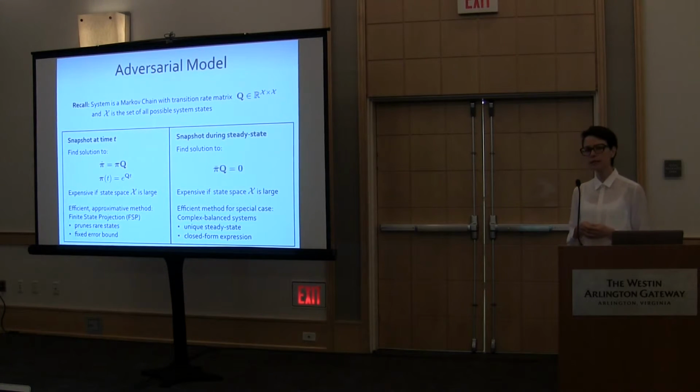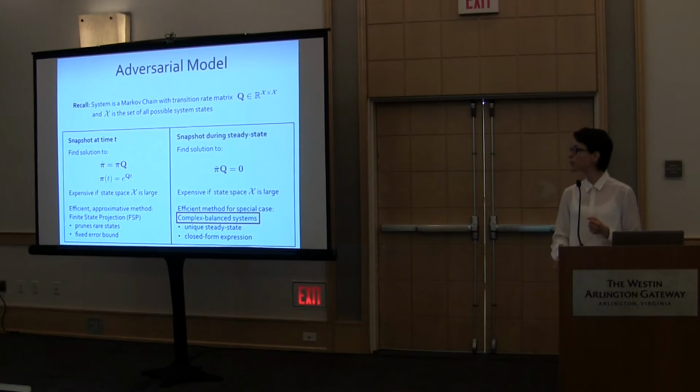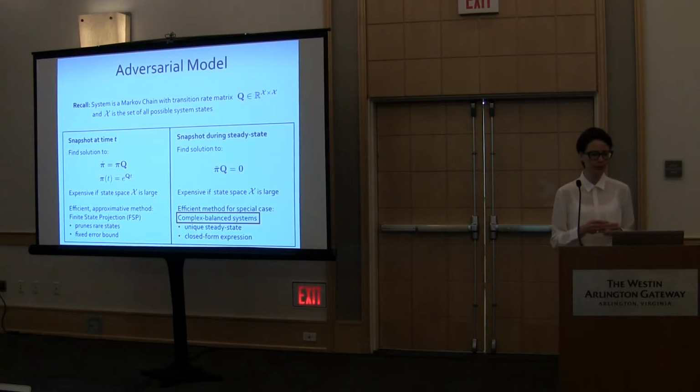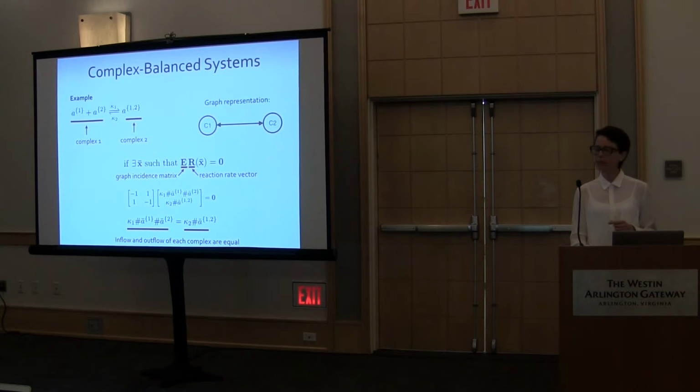This as well is expensive if our state space is large, but we can also find efficient methods for a particular special case. And that is actually the case I want to talk about next, which is complex balanced systems. So if we know that our system is actually complex balanced, then we know that it has a unique steady state, and the stationary distribution actually has a closed form expression, which will largely facilitate the computation of our leakage function. So it turns out that complex balanced systems are not actually that rare, and what they essentially mean is that the complexes in our systems have equal inflow and outflow.